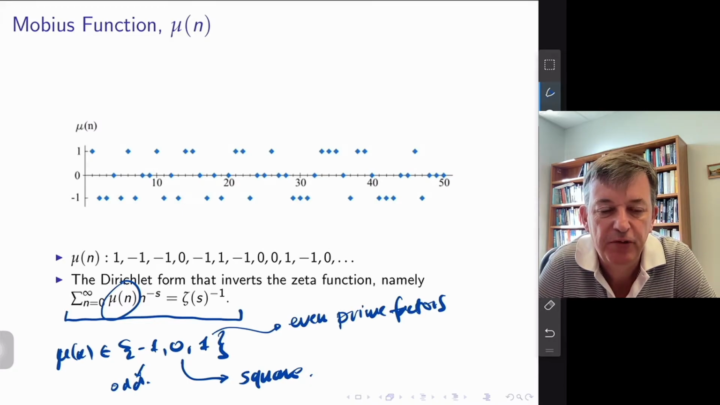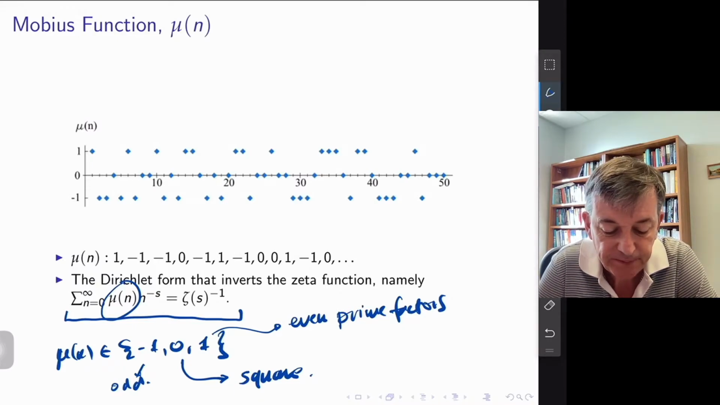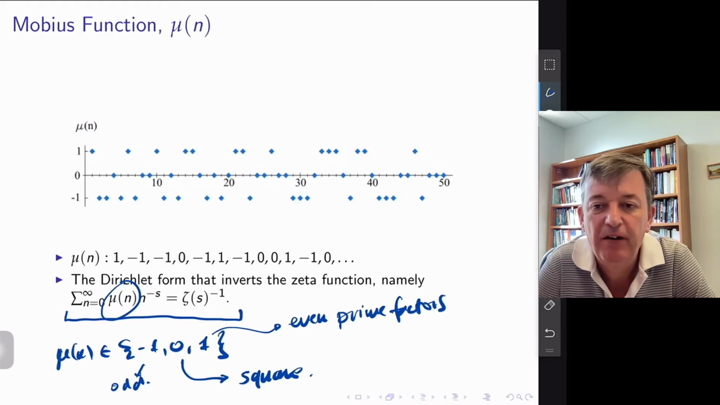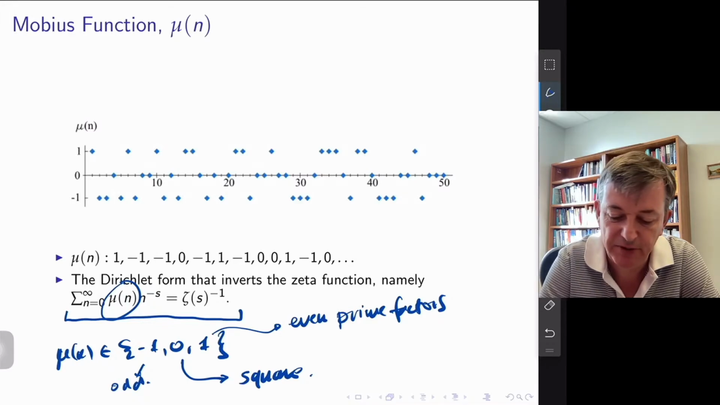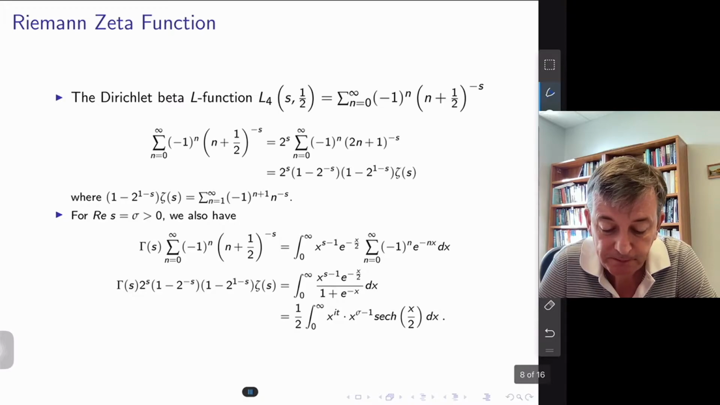So it's an interesting function, and satisfies the fact that the reciprocal zeta function is the sum of the Mobius function over n to the -s. And a lot of insights into primes can also be deduced from this Mobius function, its behavior. But the difficulty is in actually assessing the behavior of the Mobius function because it's not easy to figure out.